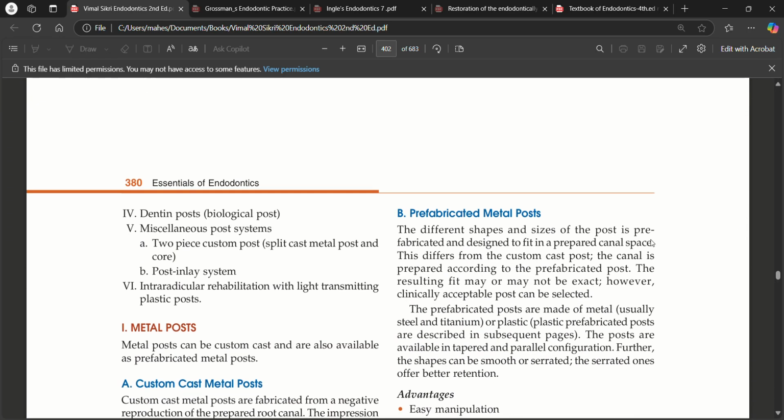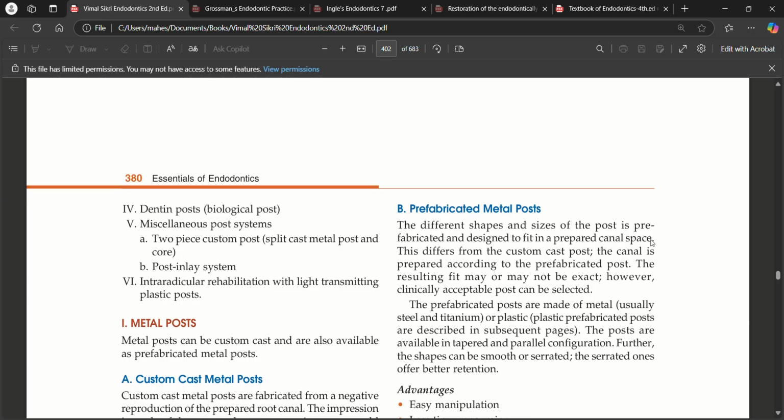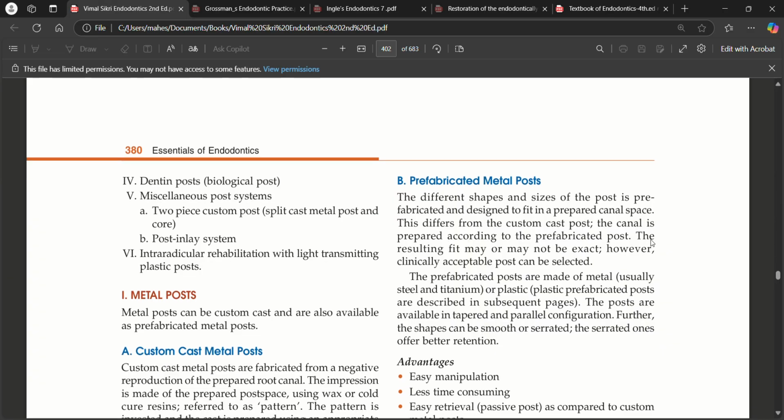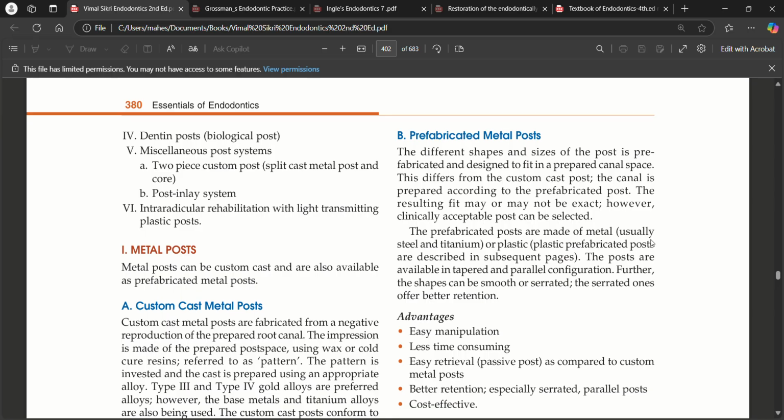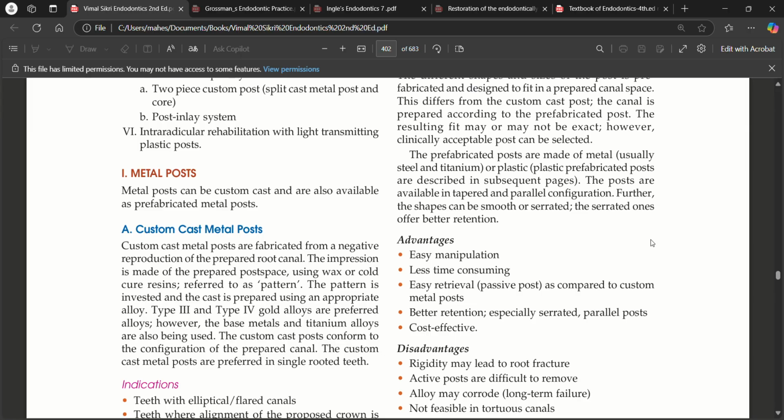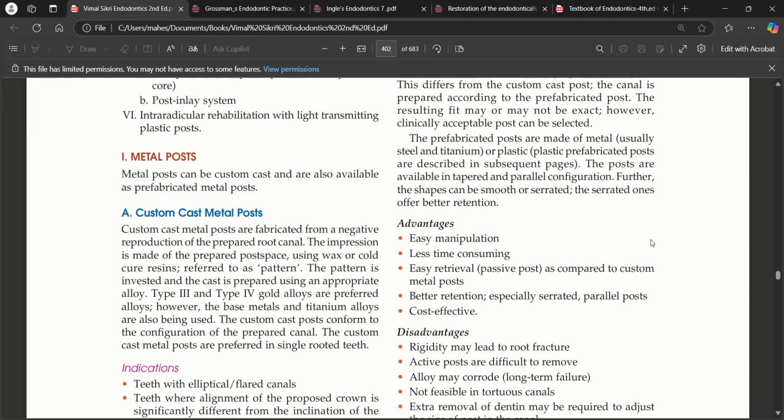All ceramic post is type 3, type 4 is dentin post, biological post, type 5 is miscellaneous post system: two post custom post, split cast metal post and core, then post inlay system, then intraradicular rehabilitation with light transmitting plastic post. The metal post can be custom cast and also be available as a prefabricated metal post. Custom cast metal posts are prepared from a negative reproduction of the prepared root canal.